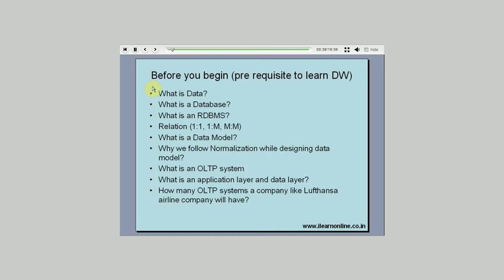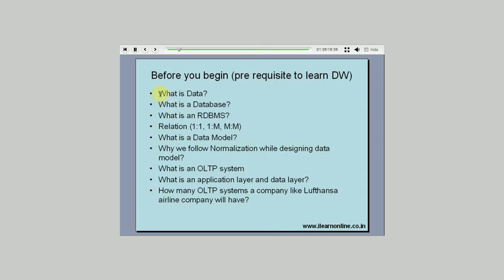Now data warehousing is an area where we are going to capture a lot of data from your various operational systems, which will be helpful for you to analyze the data for the management community. Before we get into the data warehousing world, first we will make sure you understand the basic principles of data and databases as well as the OLTP applications.